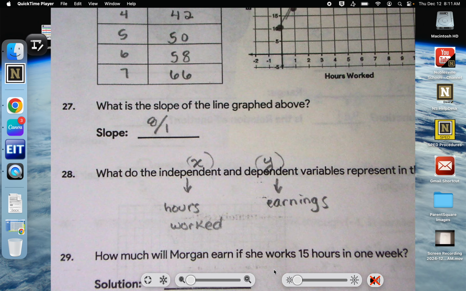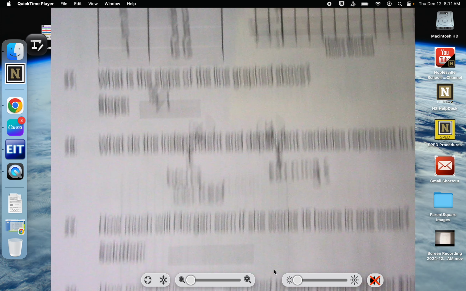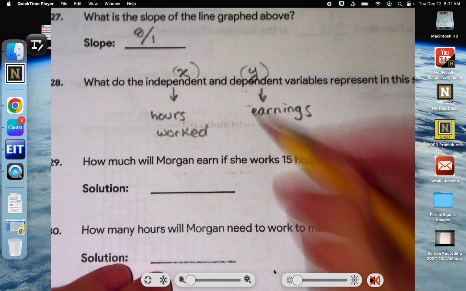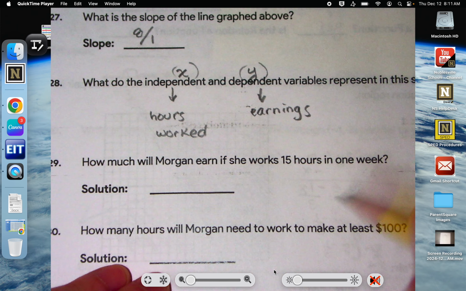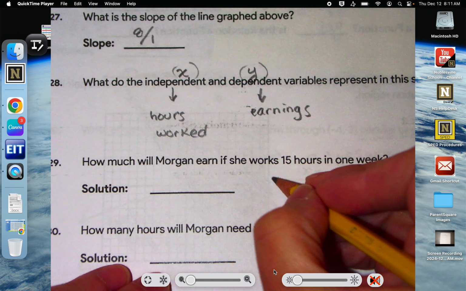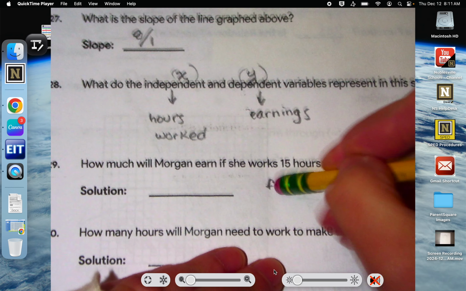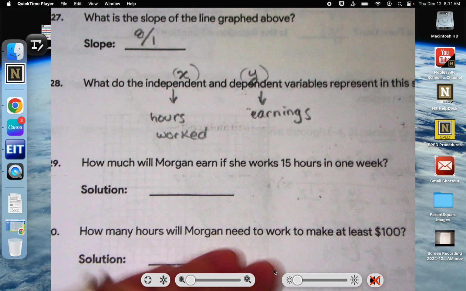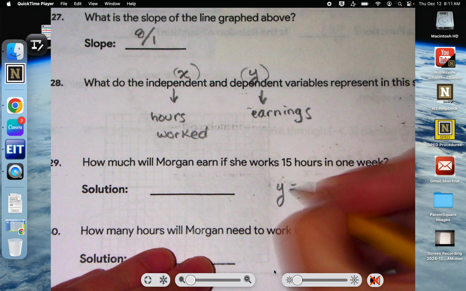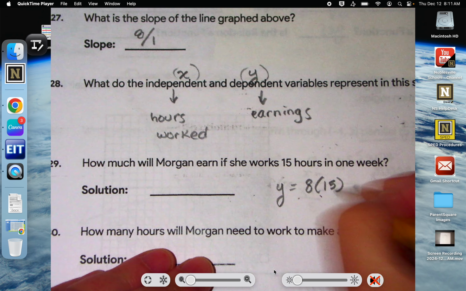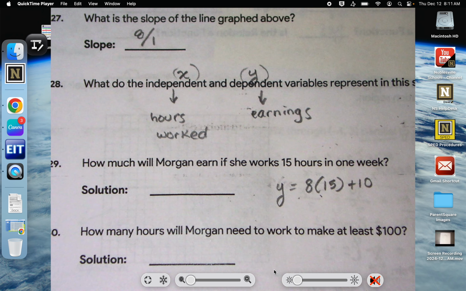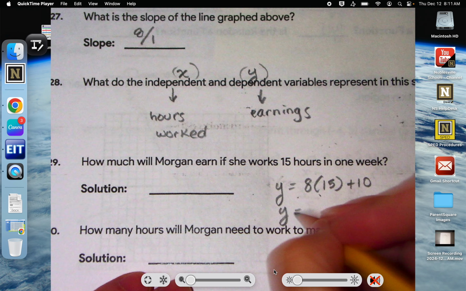So the earnings would be the dependent. How much will she earn if she works 15 hours? So we're just going to put 15 in for x, right? Because x was the hours worked. I'm just going to use y because it just makes more sense to me. So y will equal 8 times 15 plus 10. Let's see, 30, 60, 90, 120. So y would equal 130.